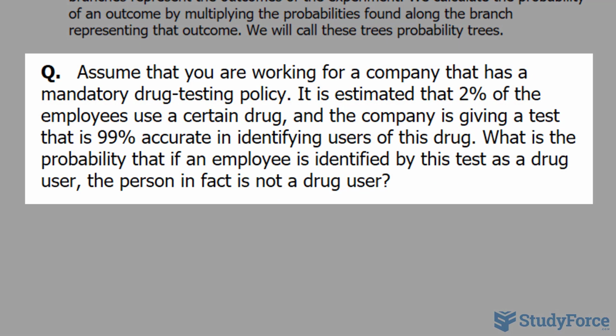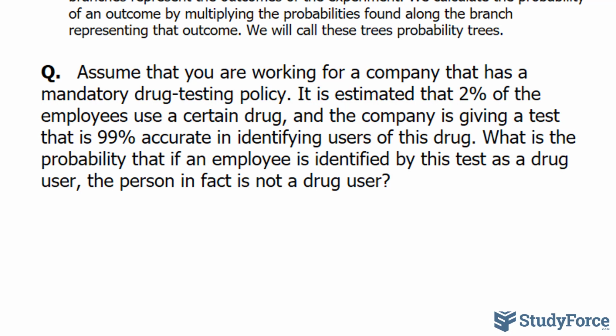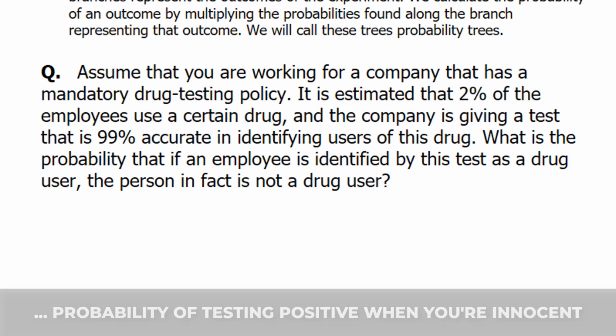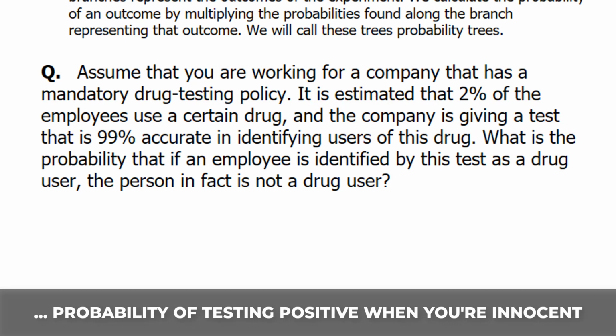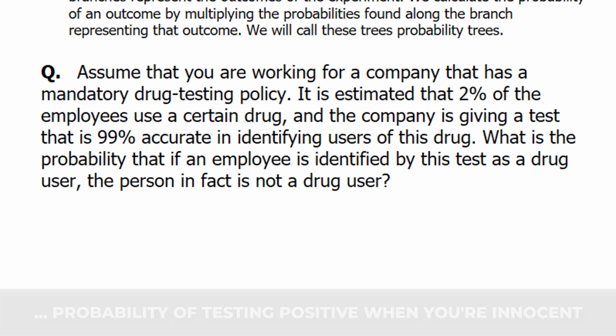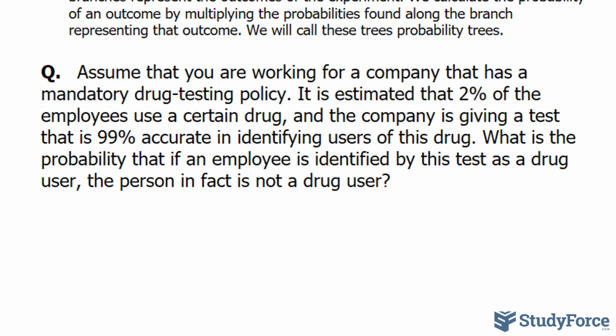With that being said, assume that we are working for a company that has a mandatory drug testing policy. It is estimated that 2% of the employees use a certain drug, and the company is giving a test that is 99% accurate in identifying users of this drug. What is the probability that if an employee is identified by this test as a drug user, the person is in fact not a drug user? Essentially a false positive.